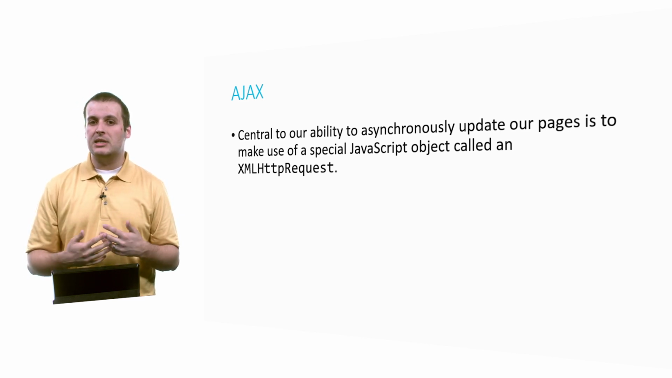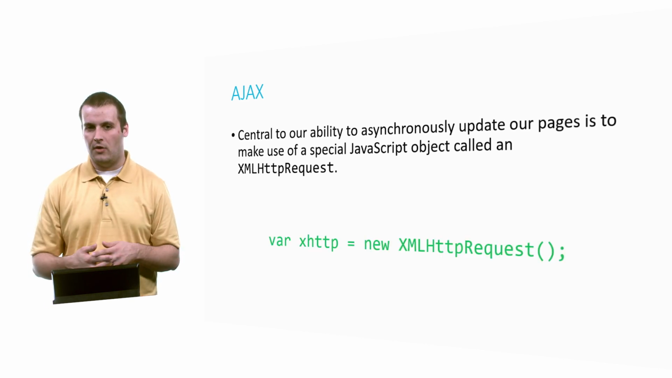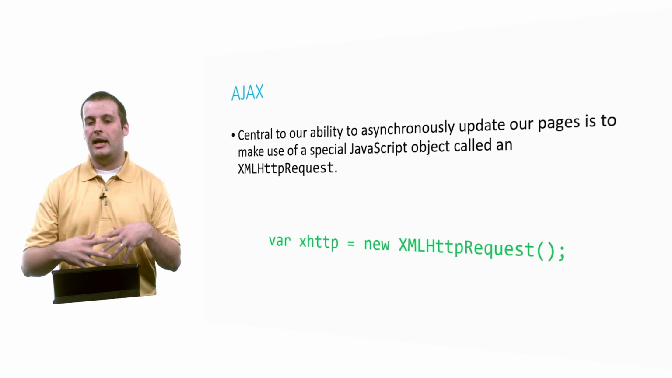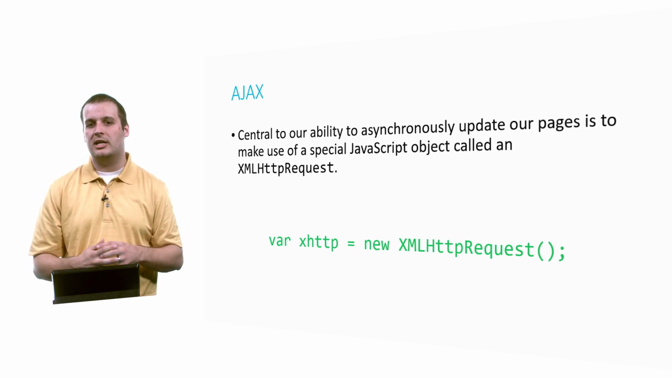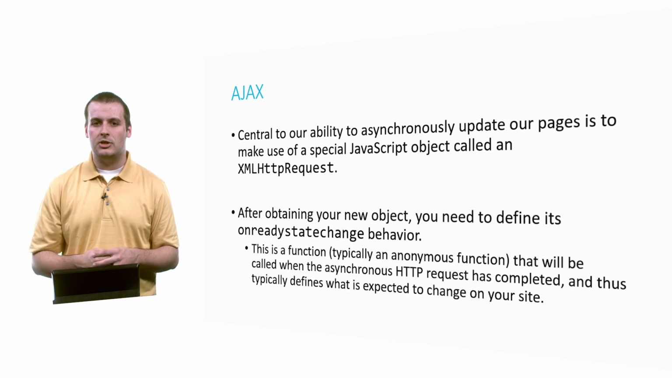We need to create a special JavaScript object, which is called an XMLHttpRequest. And it's very easy to do this. We just say var, whatever we want to call this object, equals new XMLHttpRequest. And now we have obtained an Ajax object, or an XMLHttpRequest object, which will allow us to asynchronously update our page.